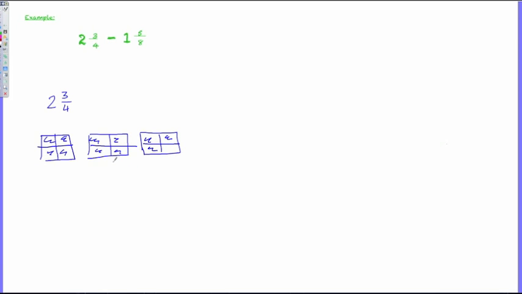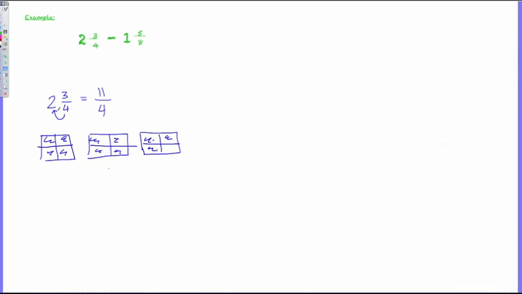So how many quarters have I got in total? It's going to be 4, 8, 9, 10, 11. So that is 11 quarters. The trick to doing that is to do how many quarters in 1, that's going to be 4. How many quarters in 2 is 8, so 4 times 2 is 8, and then add on the 3.